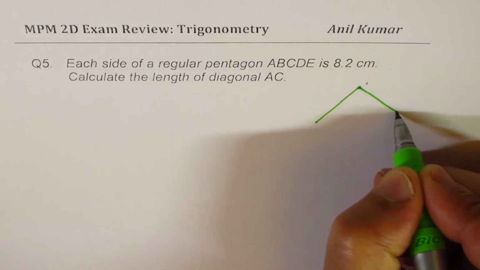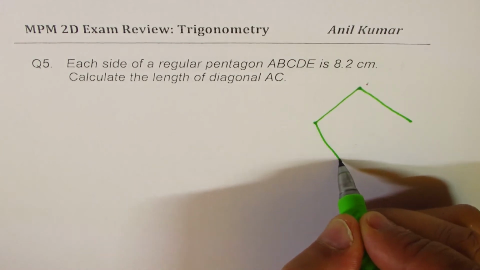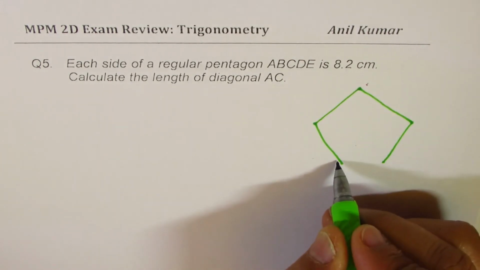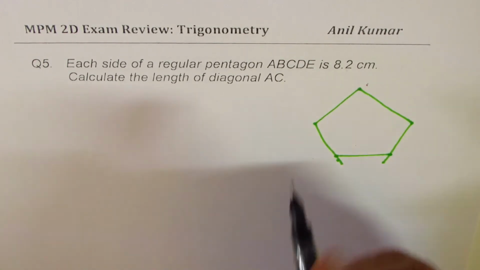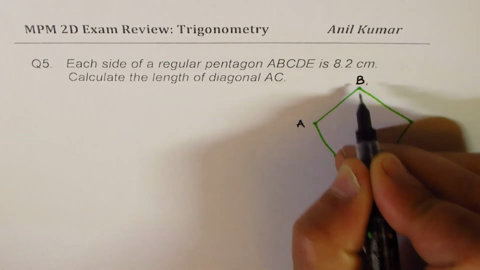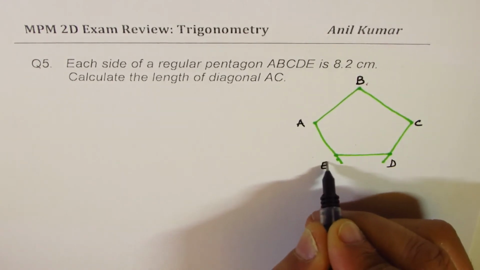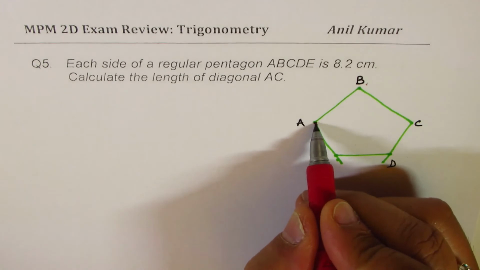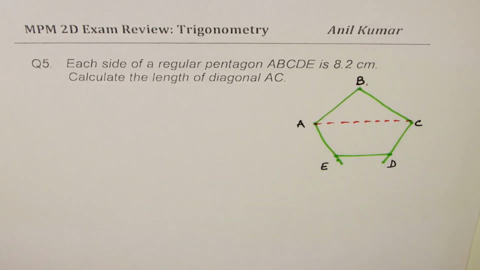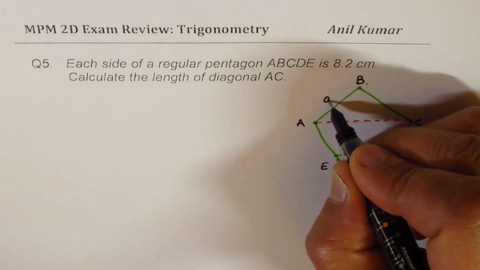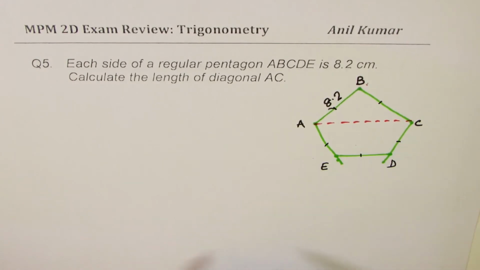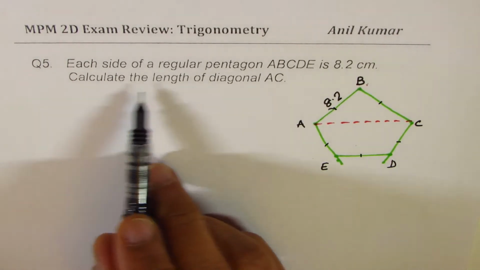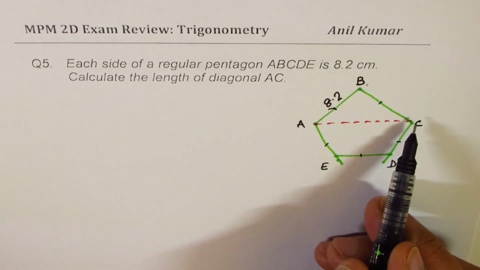So normally the diagram will be given to you in such cases. So let me sketch one here, right? So trying to sketch a pentagon. Regular pentagon means all sides are equal, right? So let me just make it here. So 1, 2, 3, 4, 5. What we need to find is, let me just label it. Let's start from here. A, B, C, D, E, right? And the side is AC, which we are interested in finding. Each side is 8.2 centimeters, right? We need to calculate the diagonal AC, okay?